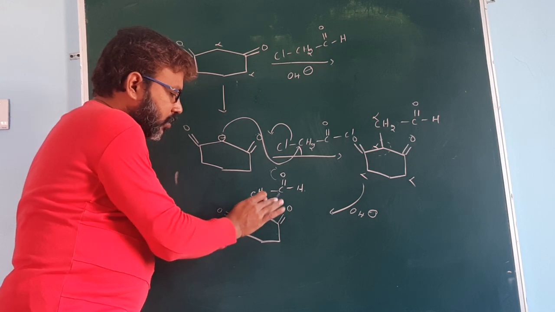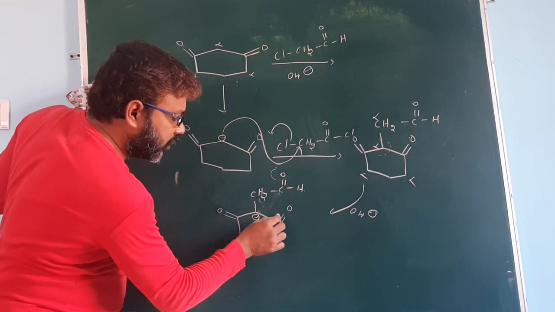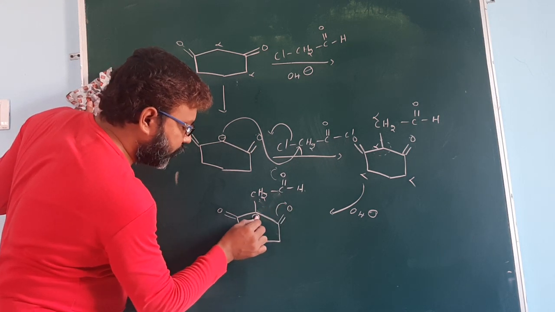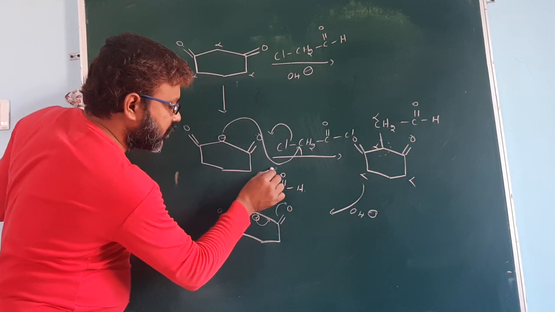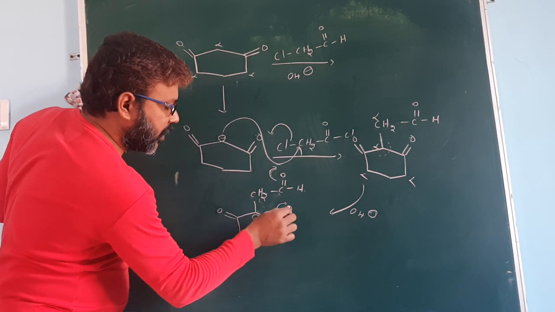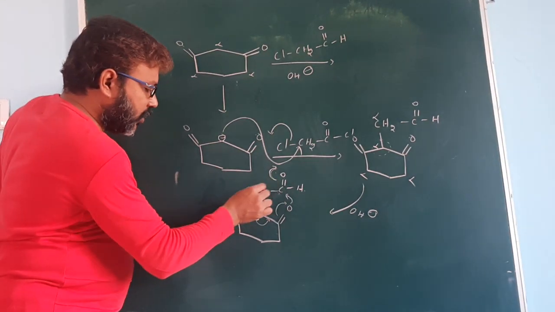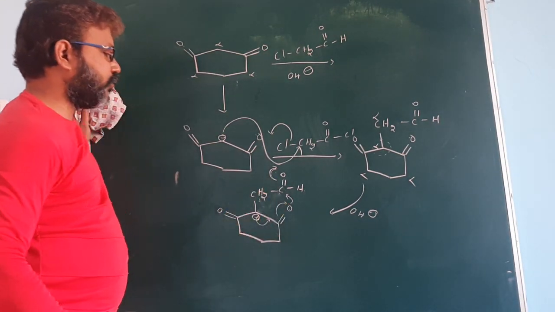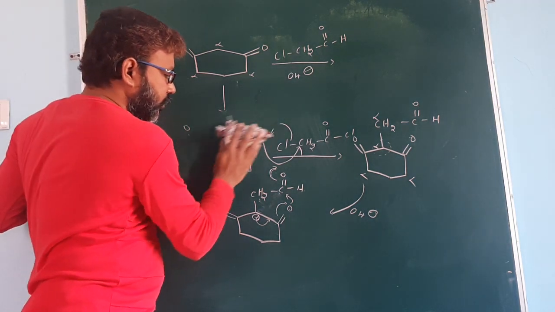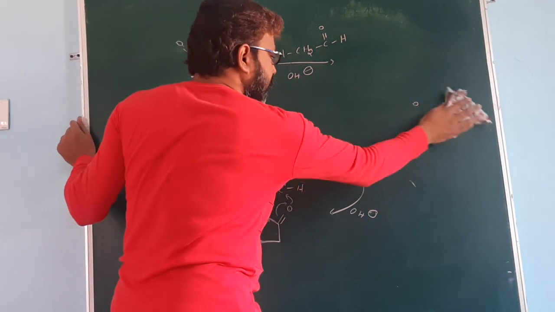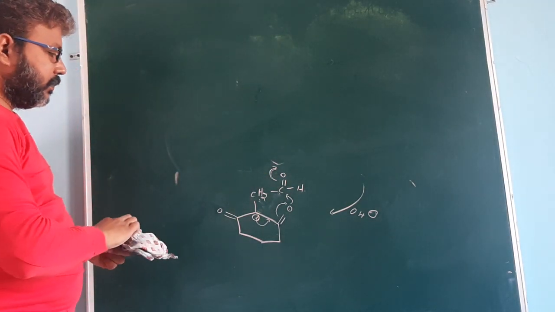Now here it has a conjugated system. This pi bond electron shifts to here, this lone pair of electrons shifts to here, and this pi bond electron shifts to here. This carbon has positive charge. Now oxygen attacks here, and we get a 5-member ring. So a 5-member ring is more stable than a 3-member ring.